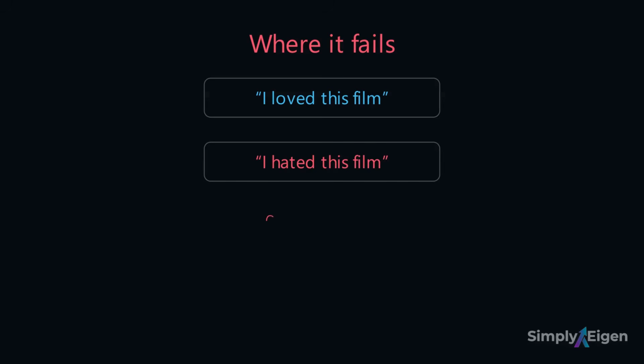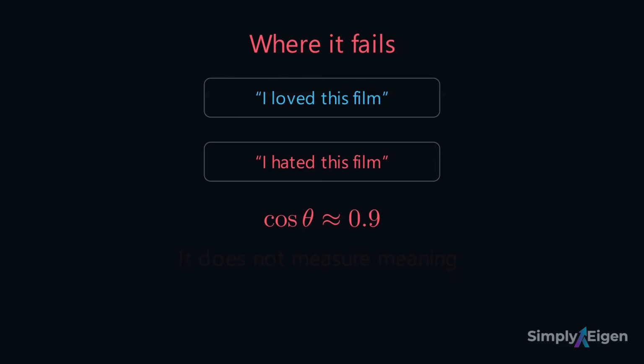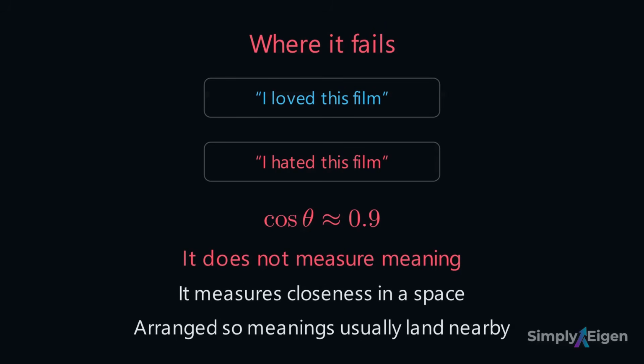I loved this film, and I hated this film score extremely high together. They are the same sentence apart from one word, and that word turns up in almost identical contexts during training, so it lands in almost the same direction. Negation in general is a weak point. Cosine similarity does not measure meaning. It measures closeness in a space that was arranged so that similar meanings usually land nearby. Usually is doing a great deal of work in that sentence.